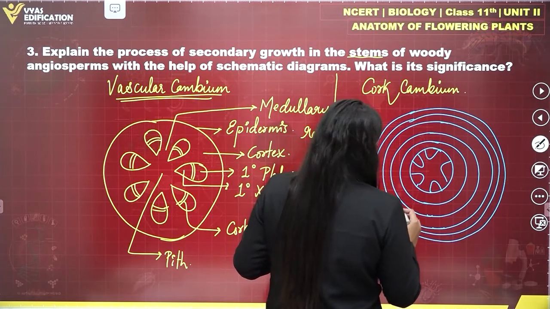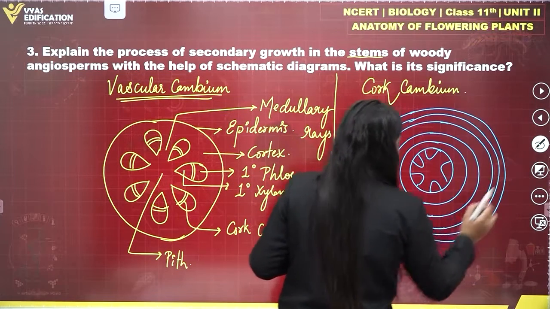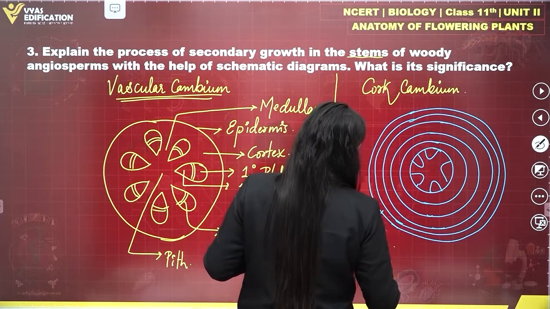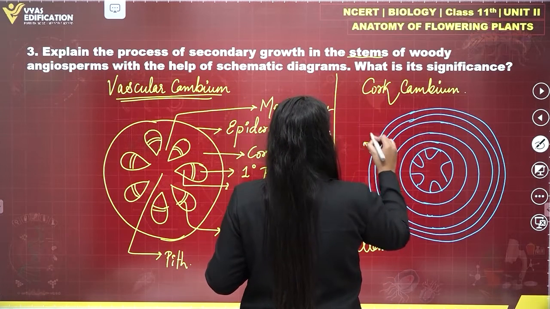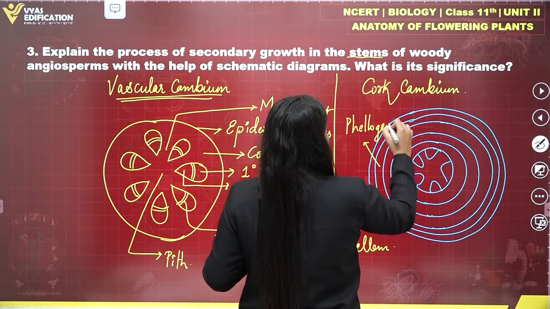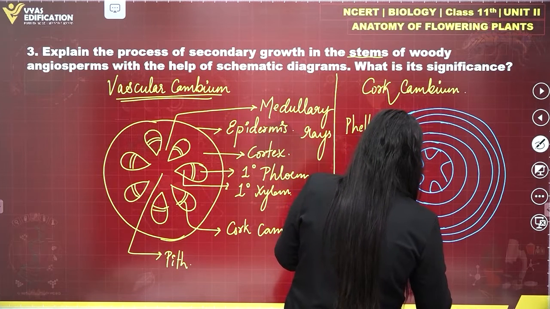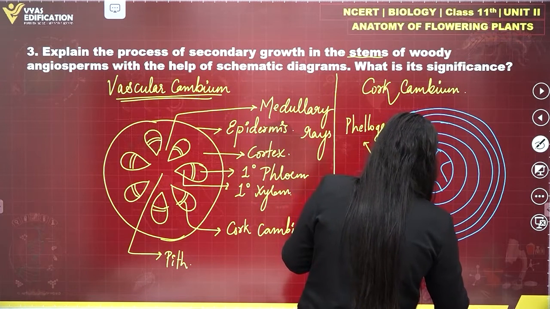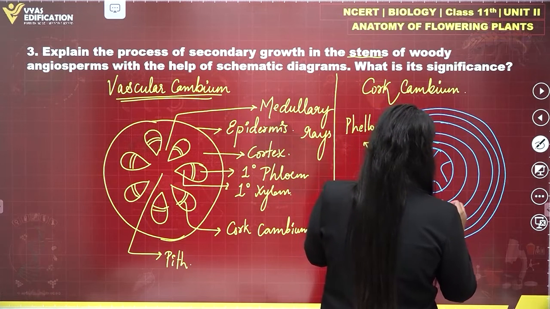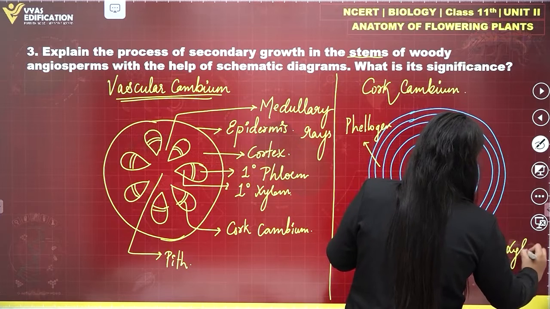Now let's label these. This is phellem. Then the second layer we have is phellogen. The third layer is your secondary phloem. Then you have this as secondary xylem.